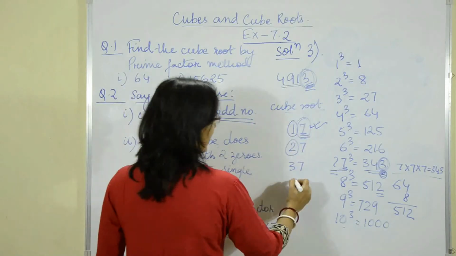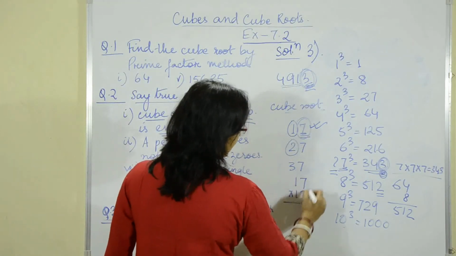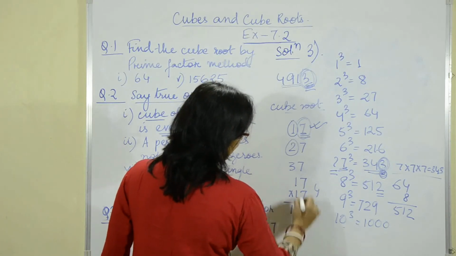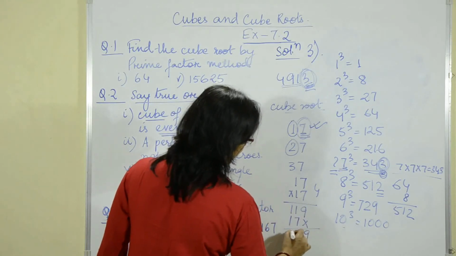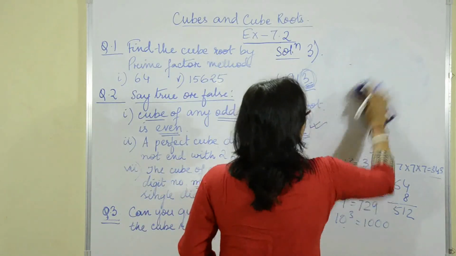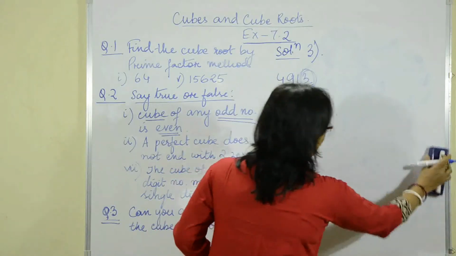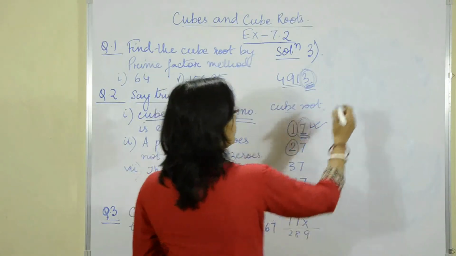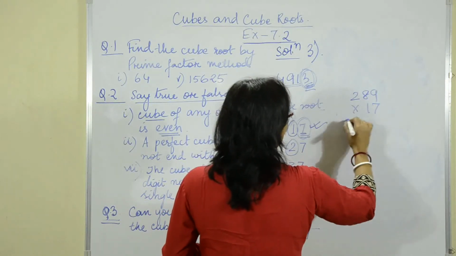Now, if I multiply 17 into 17, what do I get? 49. Carry 4, 11, then I have a 7 and then I have a 1. So, 9, 8, 2. So, I am getting 289. Now, I have multiplied this 2 times, right? But I need a cube because I am dealing with the cube root. So, 289 multiplied by 17 again.